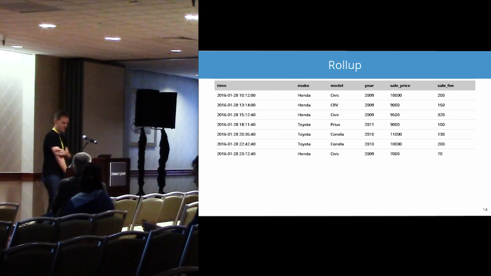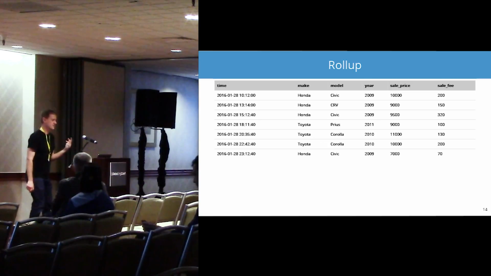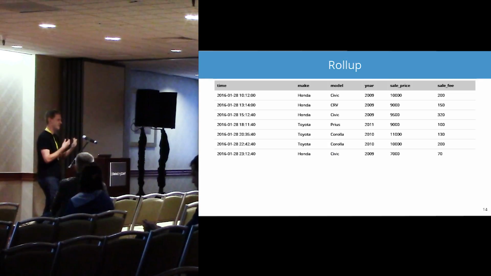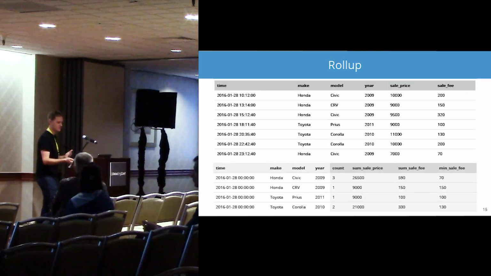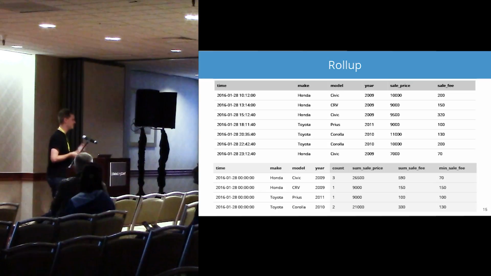So an example here, here's a data set of car sales. Cars are sold at a certain time, a certain make, model, year, sale price, sale fee. So how can we apply Rollup to reduce the size of this data set? Well, we can do something like this. We took this data set that was originally 7 rows and made it 4 rows. It's a pretty substantial reduction in row size, almost 2x. It means queries are going to be almost 2x faster, which is great.